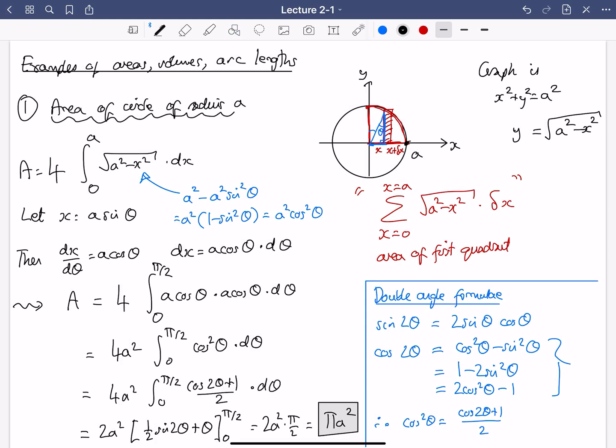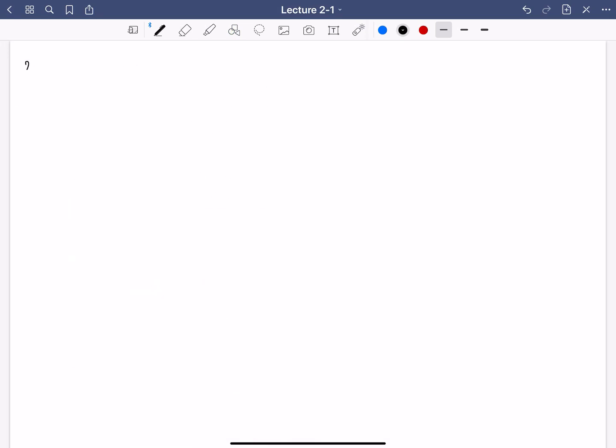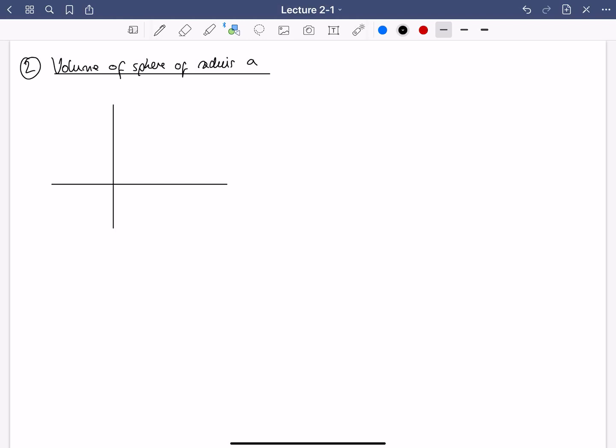Okay, that's the first example. The second one I'm going to do today, let's do the volume of a sphere. So this is something that Archimedes worked out, this formula originally, and you read about how that was done. But using the tools of calculus, this is really rather easy. So let's draw a little picture. So we need a sphere.